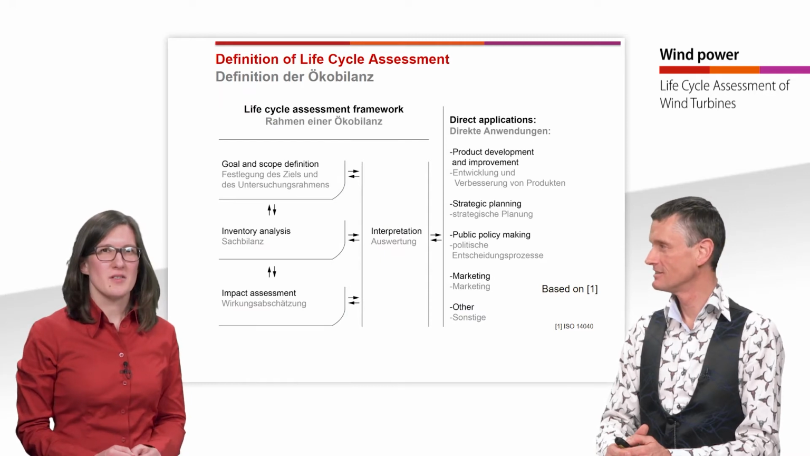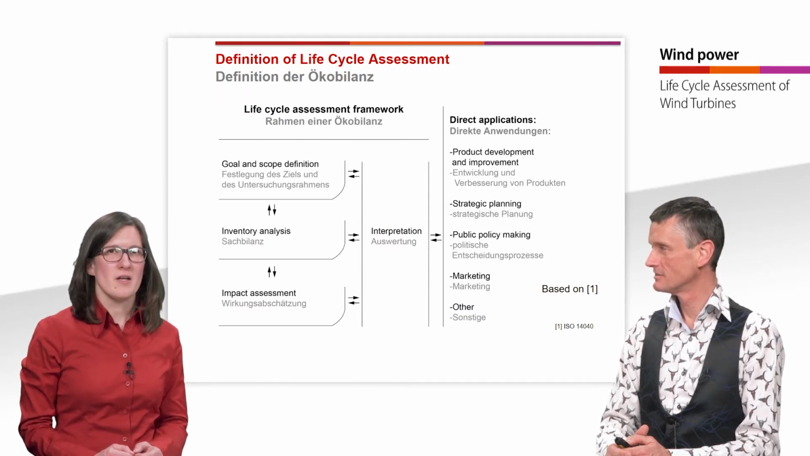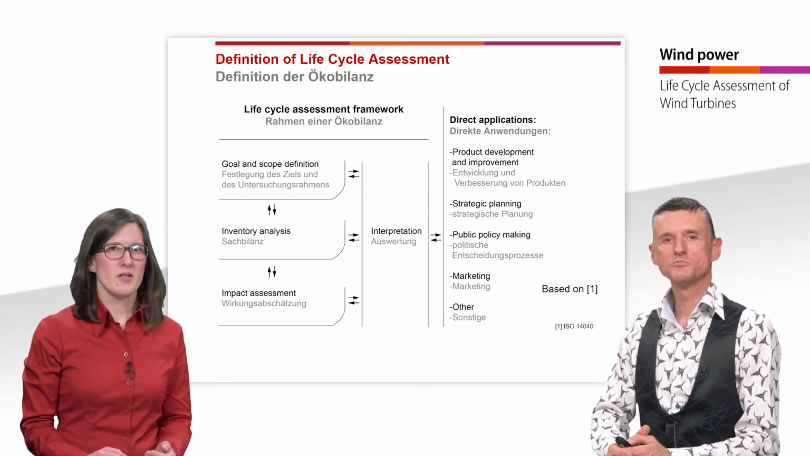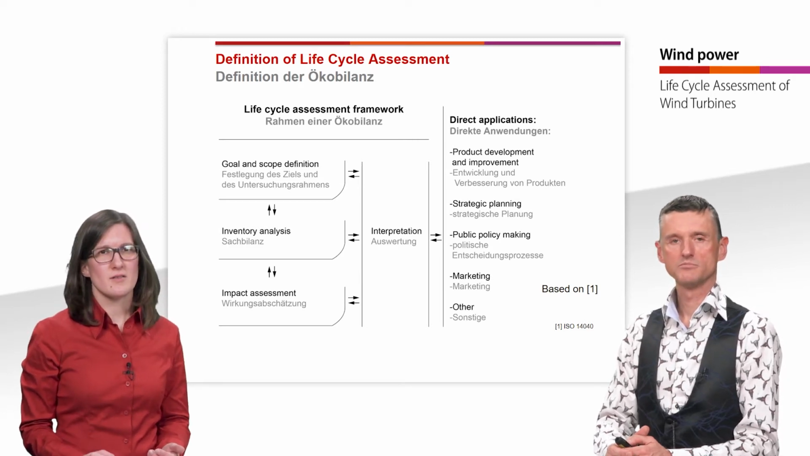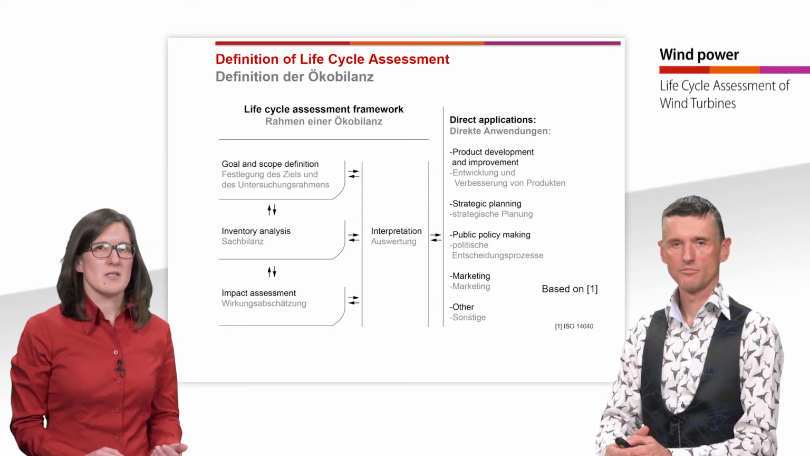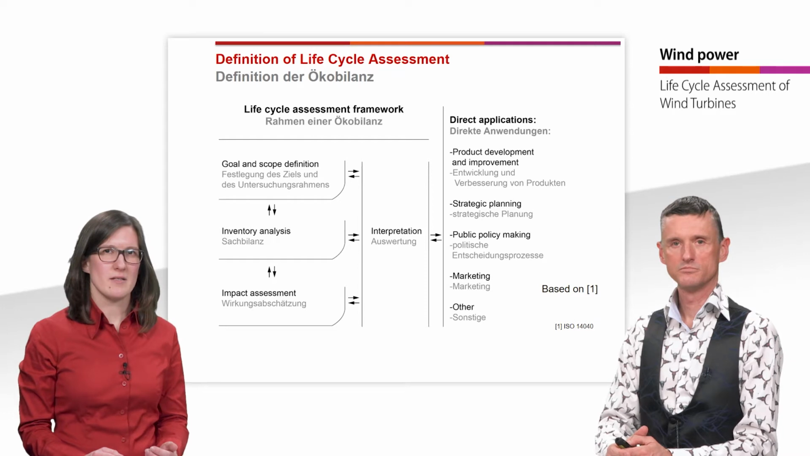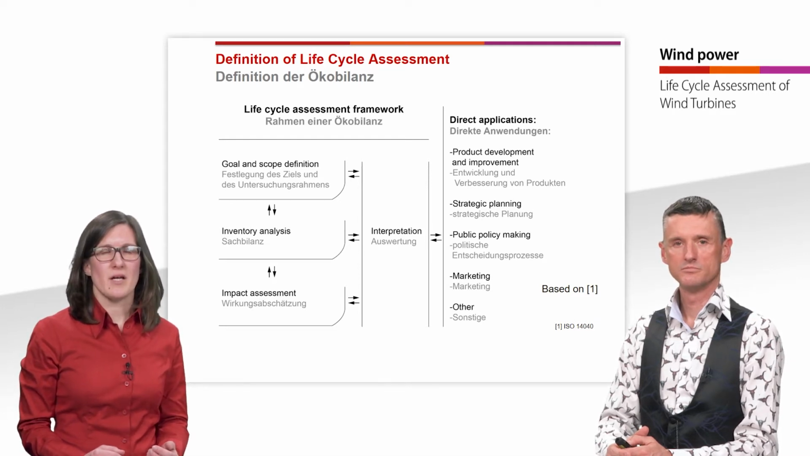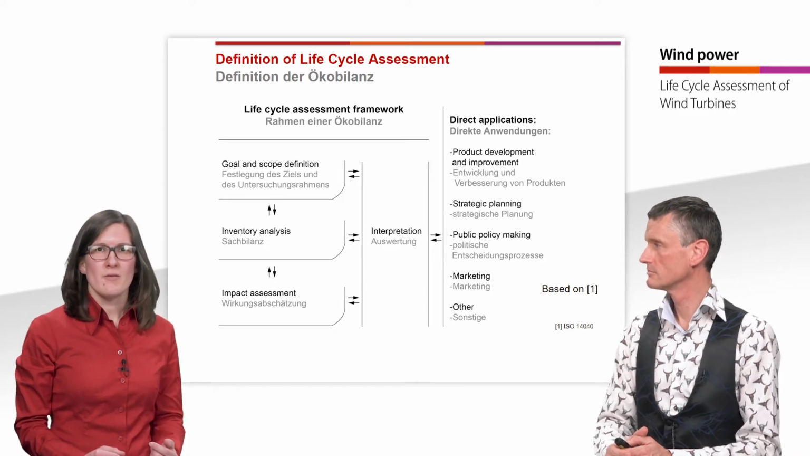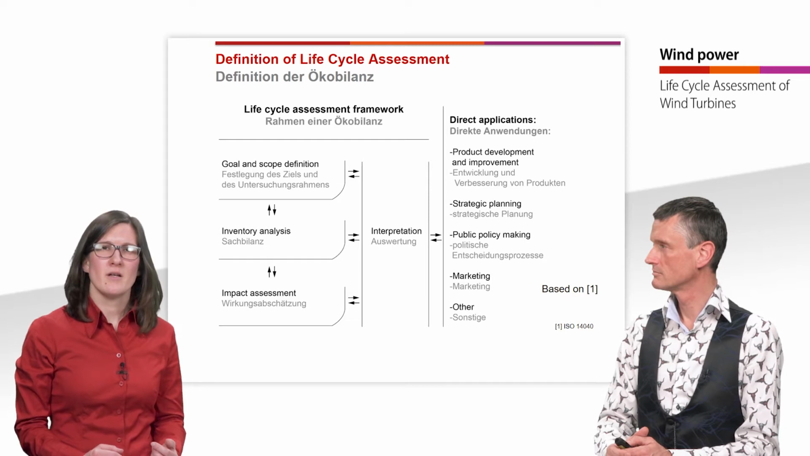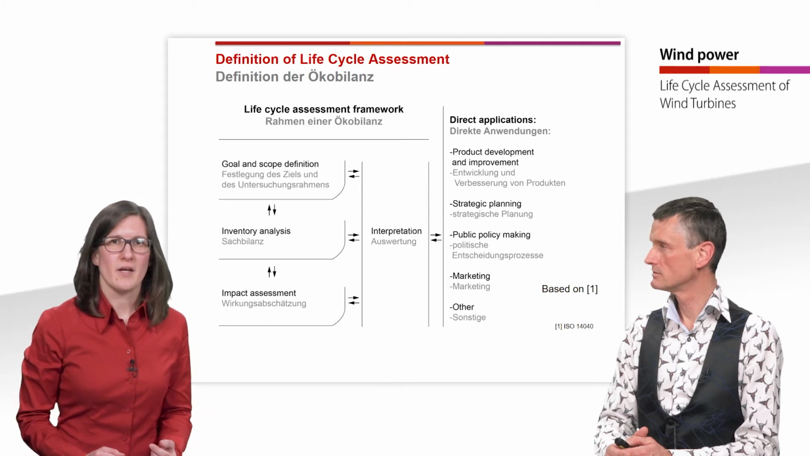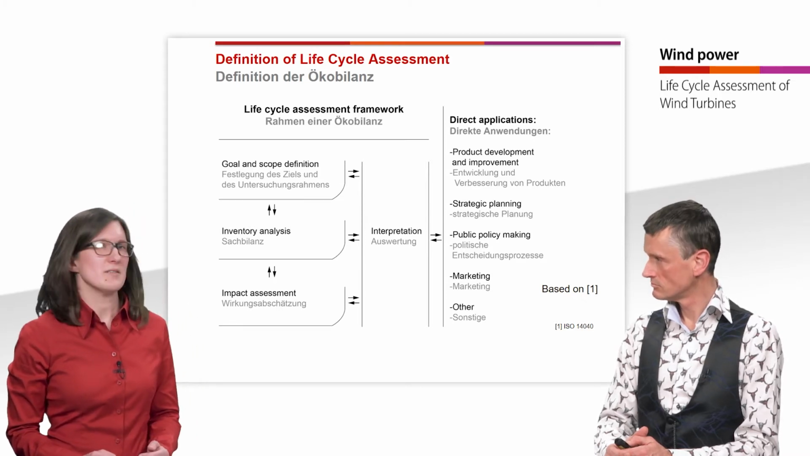On this slide, you can see a summary of the definition of a life cycle assessment. First, we have the goal and scope definition. Afterwards, the inventory analysis follows, followed by the impact assessment. And after that, we do the interpretation of the results. On the right side of the graph, you can see the direct applications that life cycle assessments are used for. For example, for product development and improvement, for strategic planning, for public policy making, for marketing, or for other reasons.